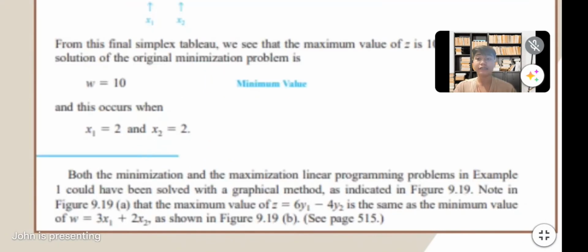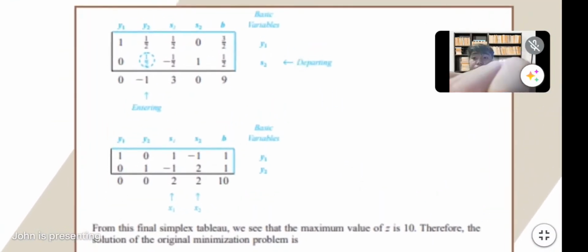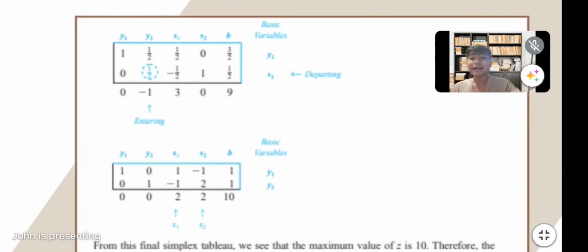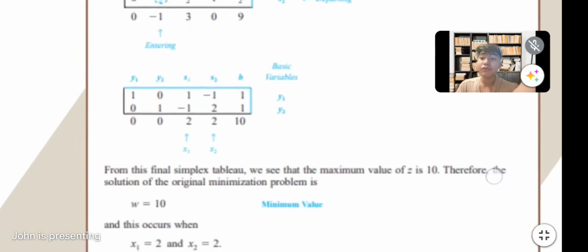The next step: this is the basic variables, the y sub 1, then departing, then entering at the table, as shown here at the table, these are the basic variables.